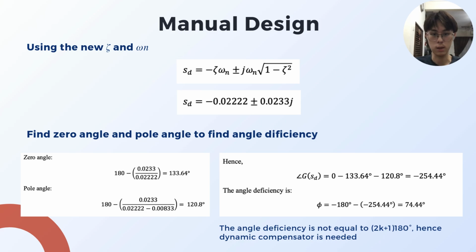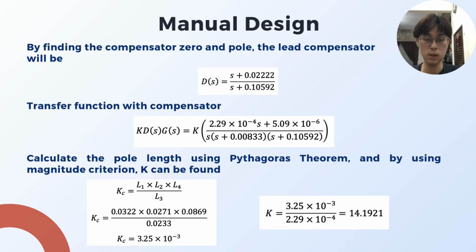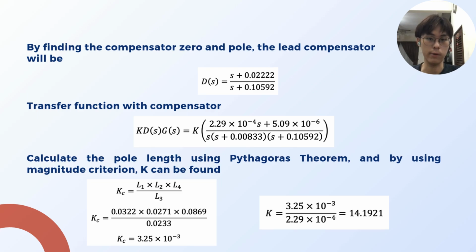The result comes out that the angle deficiency is not equal to 2k plus 1 times 180 degrees. Hence, a dynamic compensator is needed. By finding the compensator zero and pole, the lead compensator will be the equation on top, and the transfer function with compensator will be the second equation.